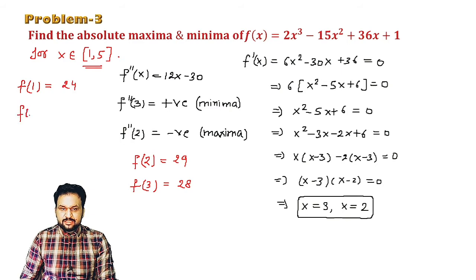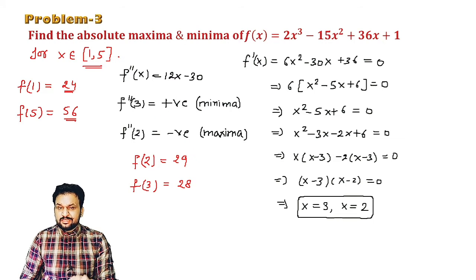Similarly, if you are replacing f at 5, it will give you the value 56. So now we will check at which point your function is giving you a maximum or minimum value. You can see the absolute maxima is at 56. Clear? And if you're talking about absolute minima, that is at 24. These are not absolute maxima and minima. These are local maxima and minima, we can say that.